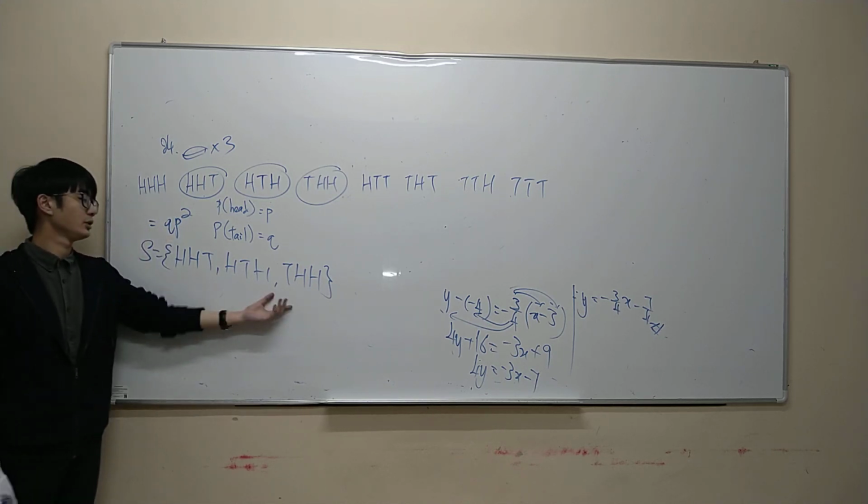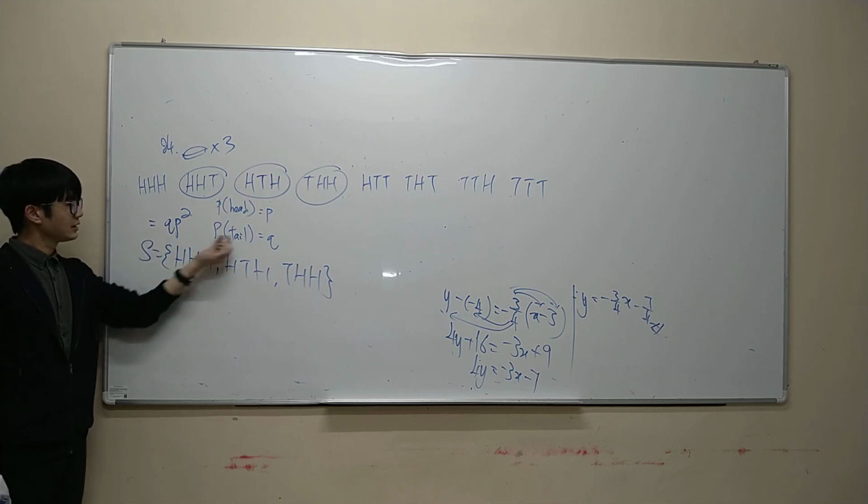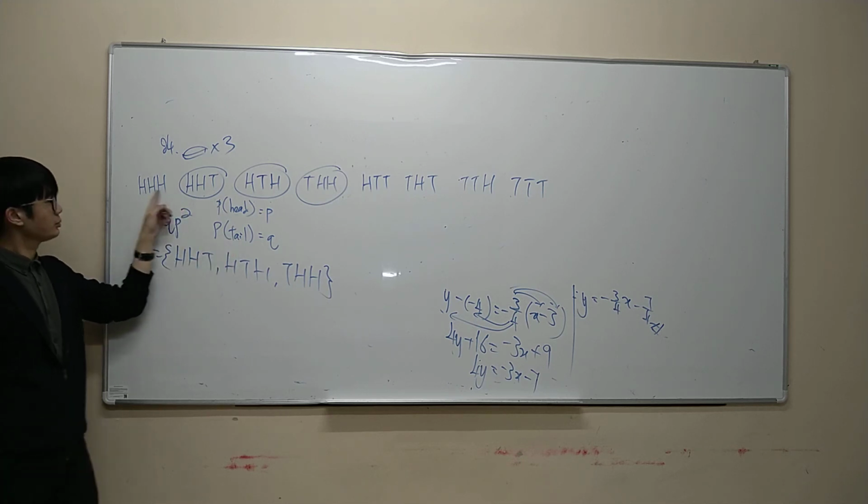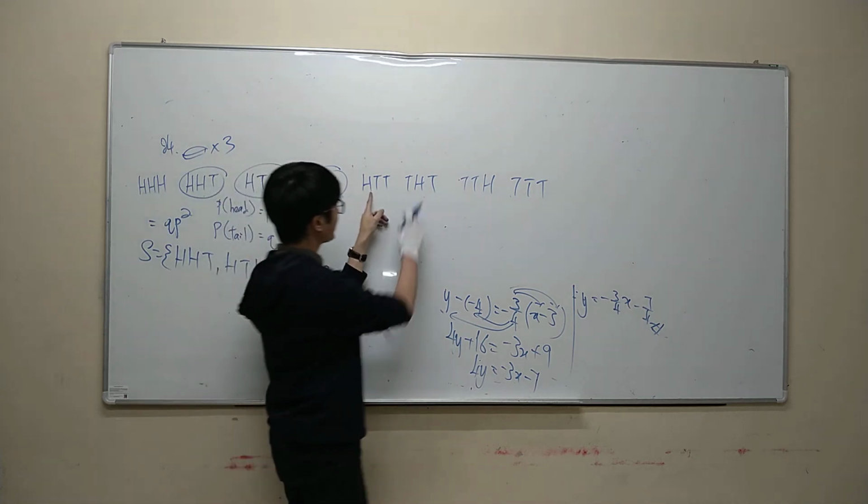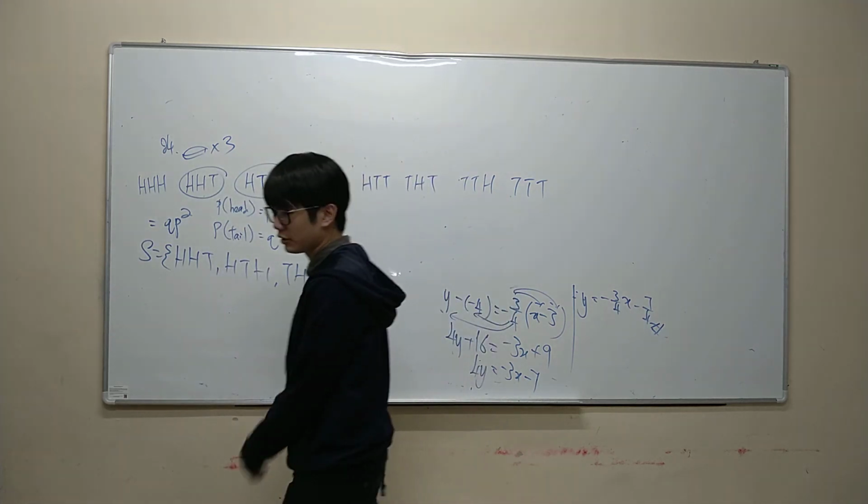But anyway, this is how you do it. So QP squared means tail and then 2 heads. So you choose the ones with 2 heads. This one cannot, this one has 1 head, so cannot. Alright, that's all for A.